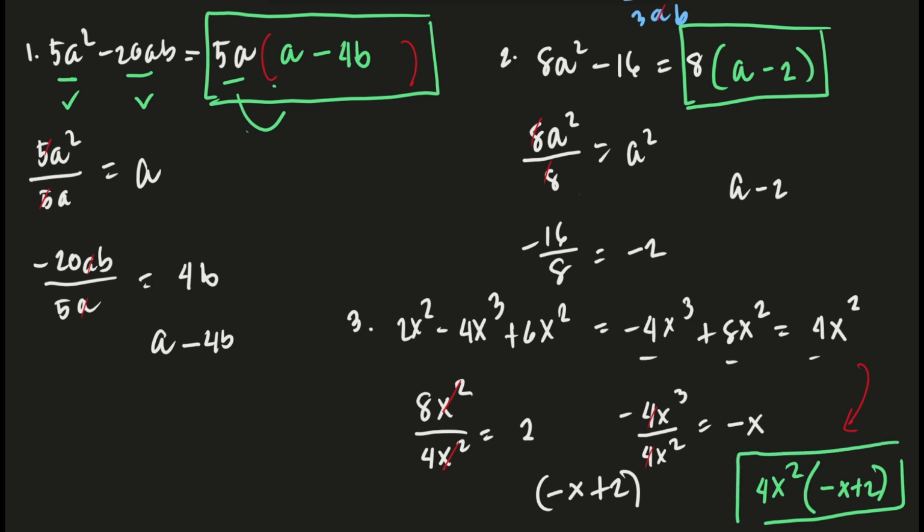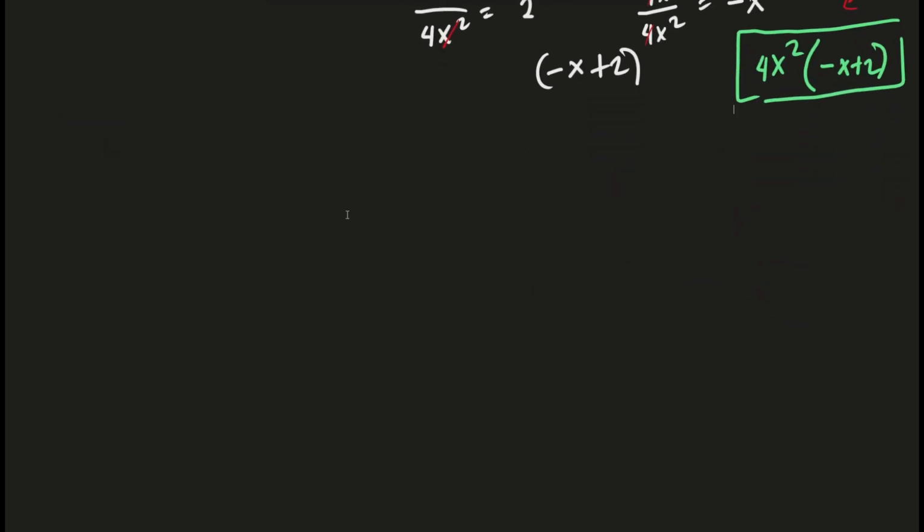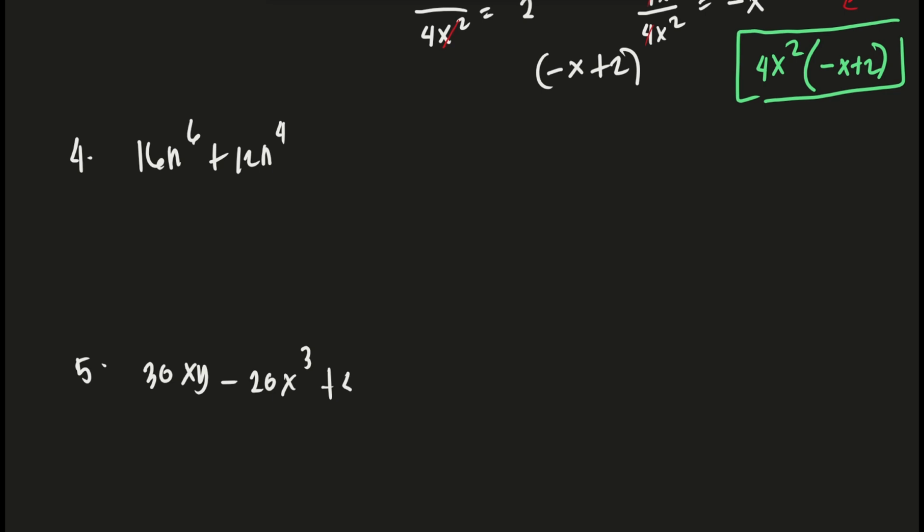Okay? Now, I'm going to be leaving 2 examples for your practice exercises. Okay, number 4. Completely factor out 16n to the power of 6 plus 12n to the power of 4. And lastly, number 5, 30xy minus 20x to the power of 3 plus 40y squared. Just follow the process and you are good to go.